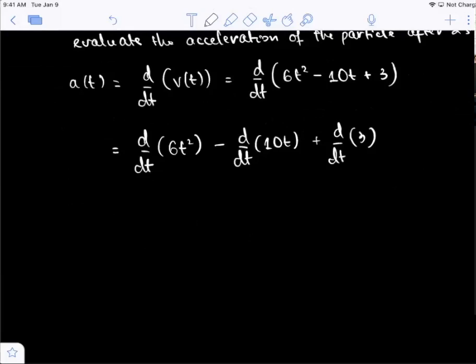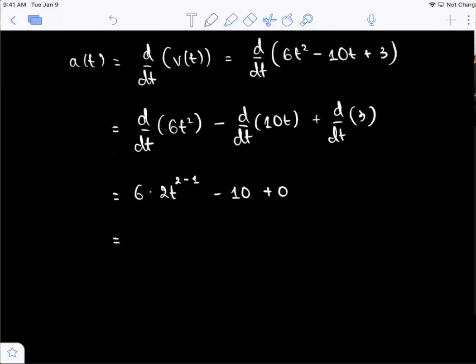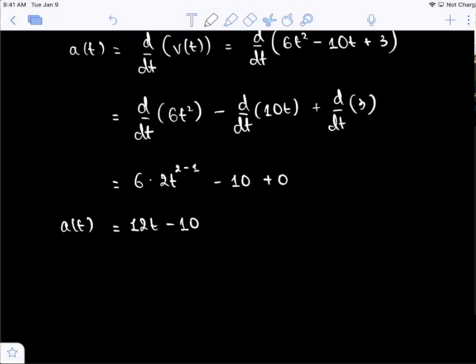The derivative of 6t squared is 6 times 2 times t to the power 2 minus 1, and then minus 10 because the derivative of t is equal to 1. And then the derivative of a constant by itself is 0, so that's what you get, right? And you simplify it, you should get 12t minus 10. All right, so this is the acceleration function, and the unit of the acceleration is centimeter per second squared.